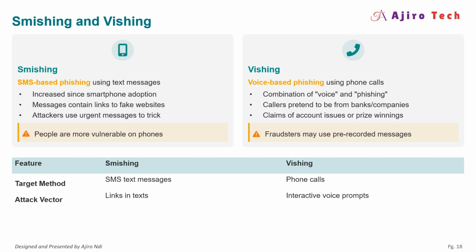So we've talked about phishing, smishing, that people are more vulnerable on phones. Smishing includes SMS text messages, links in text, phone numbers in text. Vishing is a phone call or an interactive voice prompt. A voice prompt is when a voicemail is left telling you to call this number, that you have won something or there's an issue with your account, and you have to be very careful.